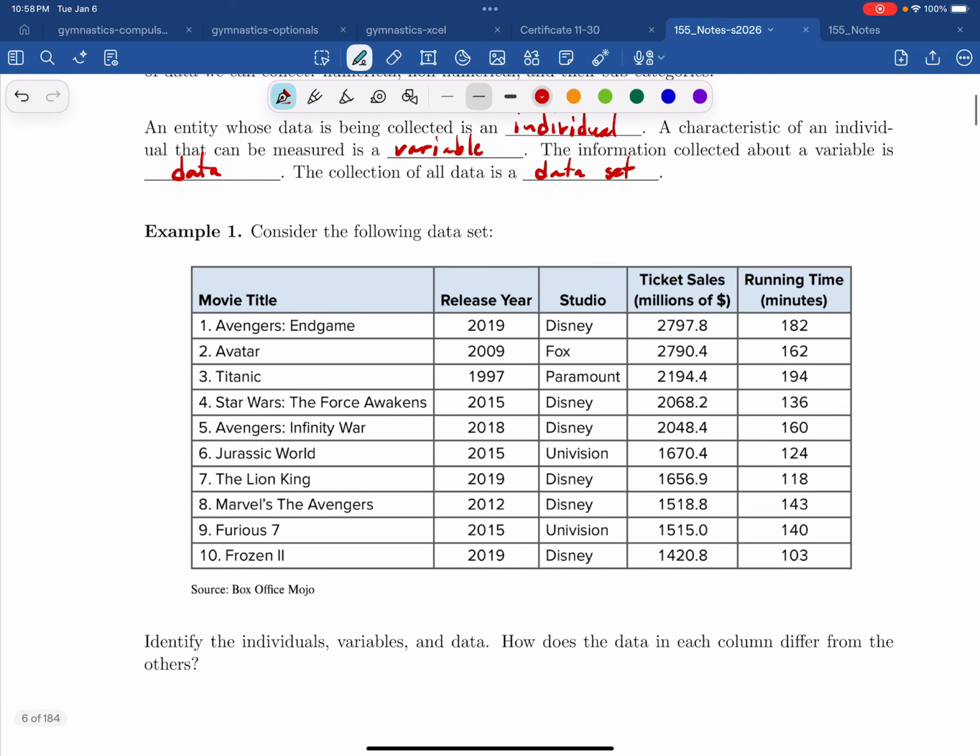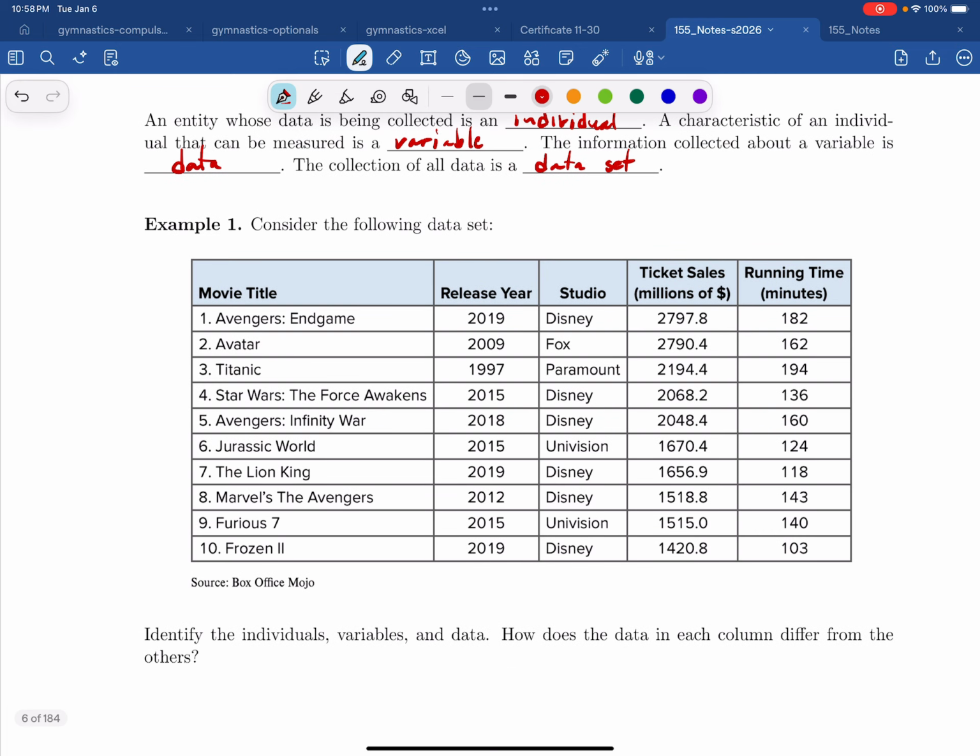So now let's look at the following data set that I just took from the book. Remember, we should always be reading the book. So look at this chart for a second. We've got movie titles, release year, studio, ticket sales, runtime. And just look at the question down here. Try to identify the individuals, variables, and data. Pause the video and try to identify the individuals, variables, and data.